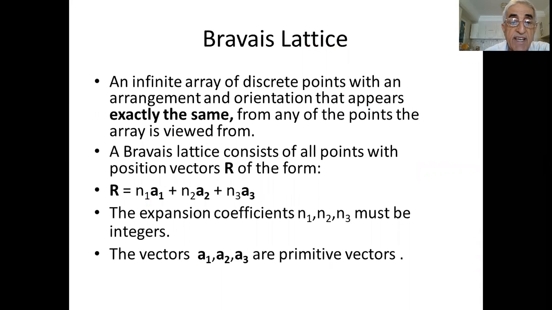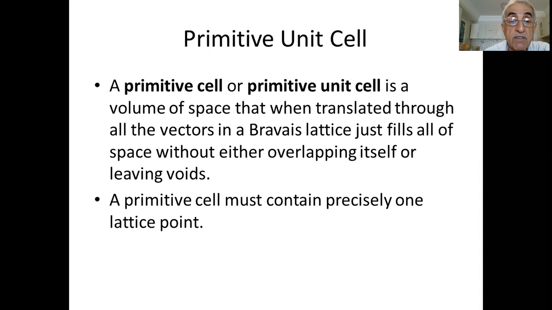Bravais lattice, an infinite array of discrete points with an arrangement and orientation that appears exactly the same from any of the points the array is viewed from. A Bravais lattice consists of all points with position vectors R of the form R = n1a1 + n2a2 + n3a3. The expansion coefficients n1, n2, and n3 must be integers, while the vectors a1, a2, and a3 are primitive vectors.